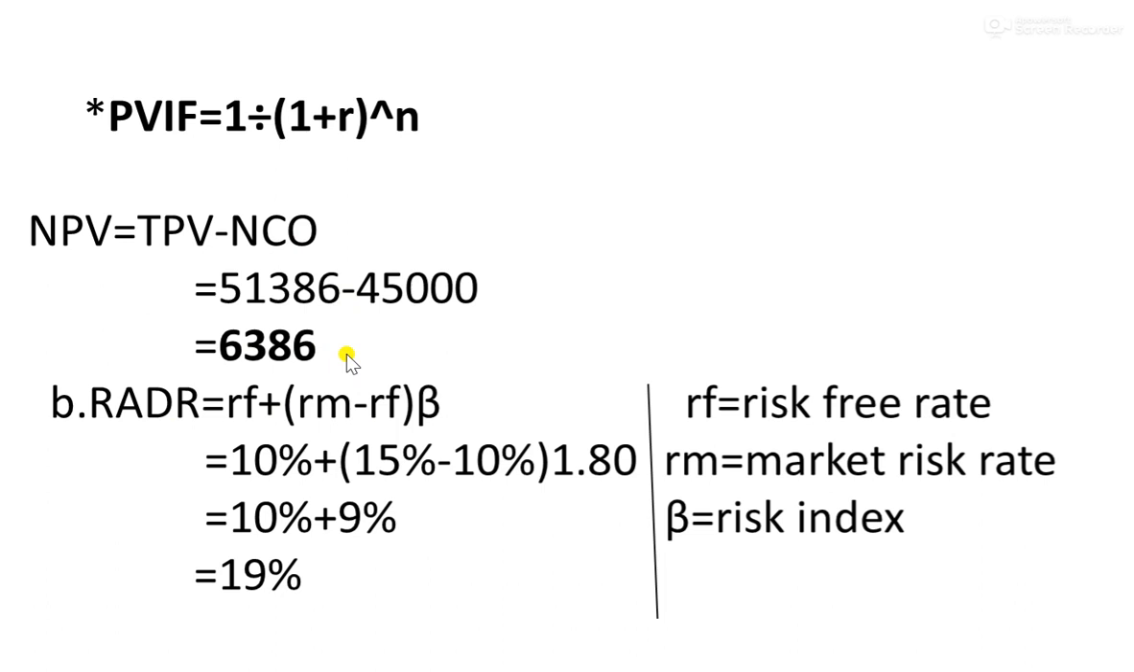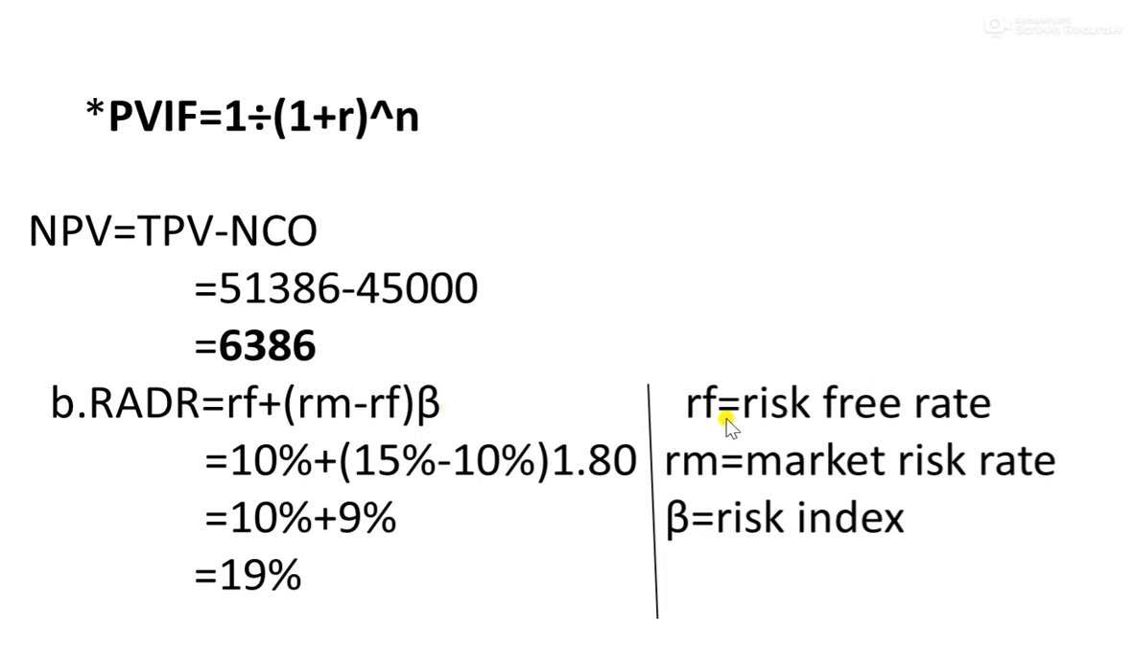Then option B. In option B, we need to calculate RADR, the risk adjusted discount rate. This is the formula of RADR. Please look at the screen and be careful. This is the formula: RF plus (RM minus RF) into beta index or beta. Another name is risk index. So dear students, please recall the formula: RF plus (RM minus RF) into beta.